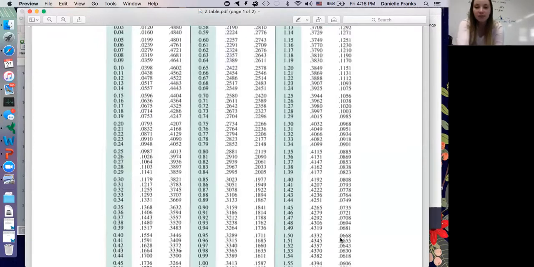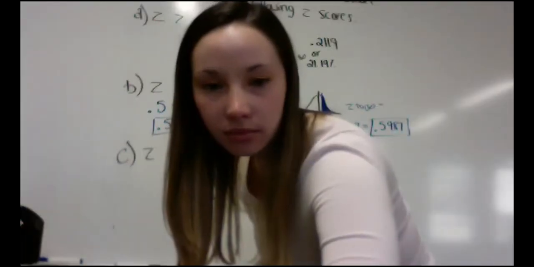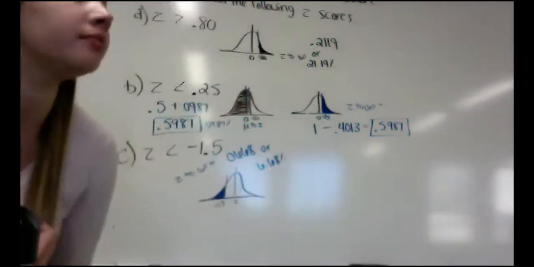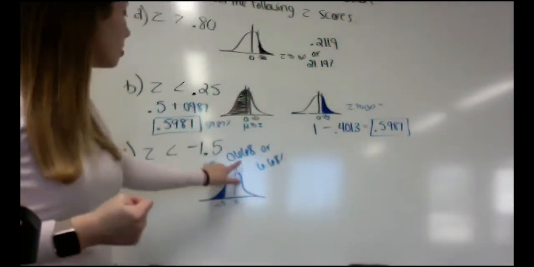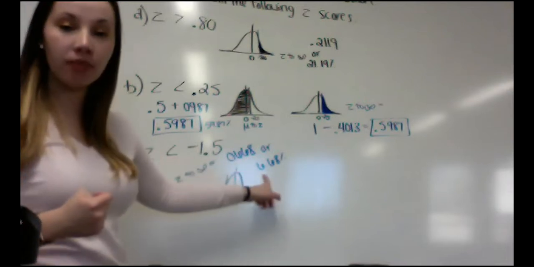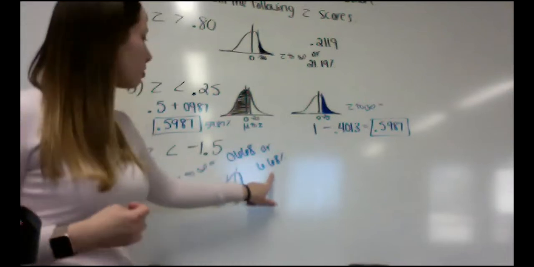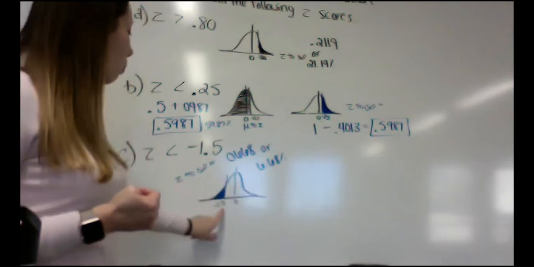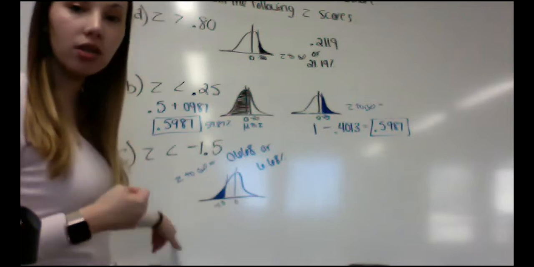So our proportion is 0.0668. Okay, so the answer that we got for that one was 0.0668 or 6.68%. So basically what that's saying is 6.68% of the distribution is associated with a z-score of negative 1.5 or less. So that's how you work that kind of problem.